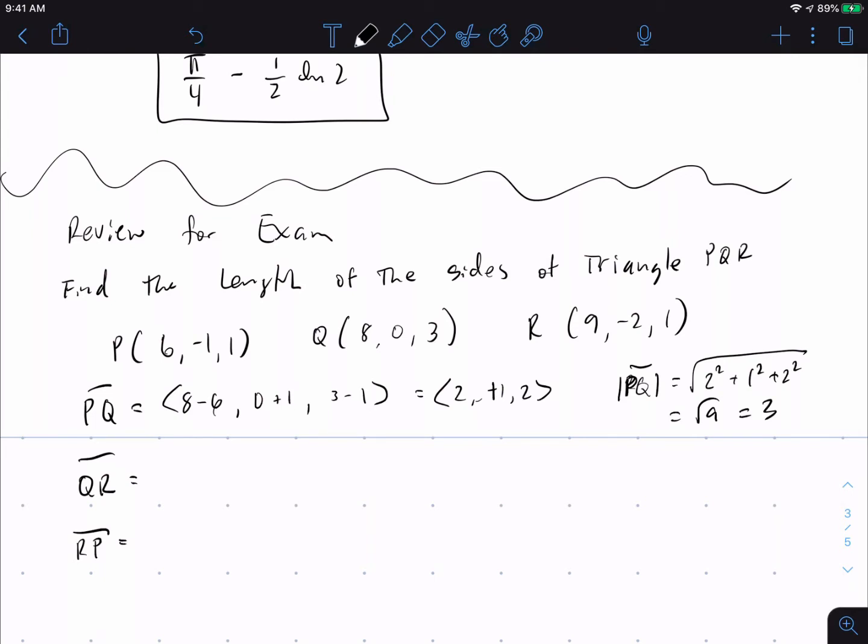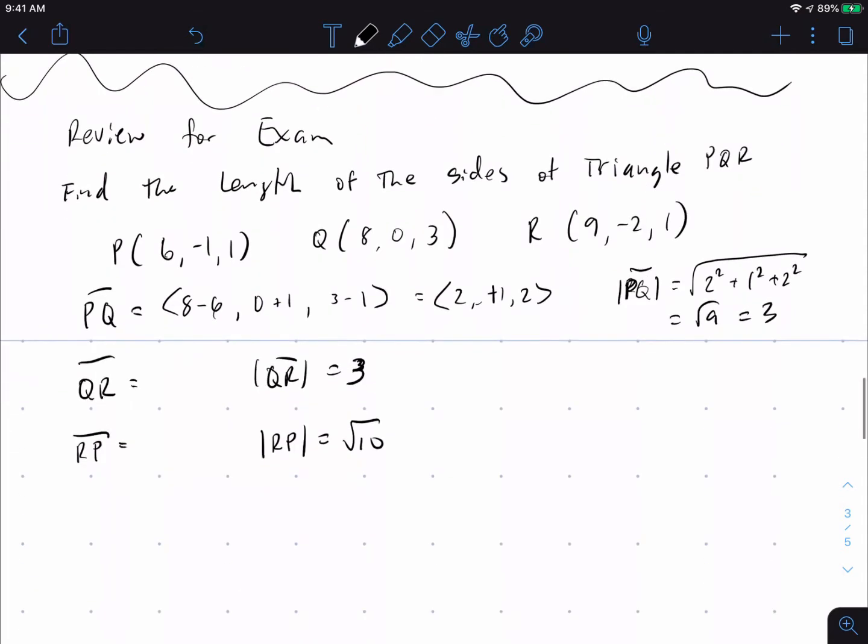Yes. Okay. I'm just going to show the first one. You guys can find the others to confirm, but the magnitude of QR should be 3, and the magnitude of RP should be radical 10. And then I'm going to ask a question like, is this a right triangle?